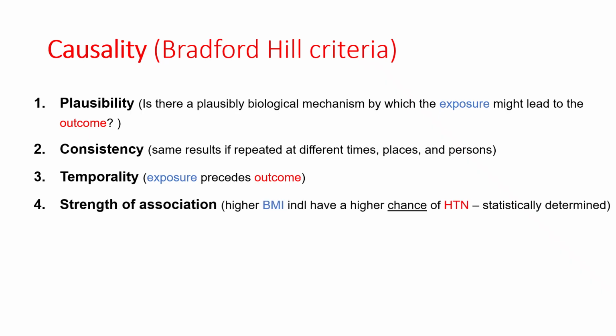Strength of association, the stronger the link, the better. For example, higher BMI individuals statistically have a greater chance of developing hypertension. Biological gradient means that more exposure leads to stronger effect. For example, as BMI increases, the blood pressure should also increase.